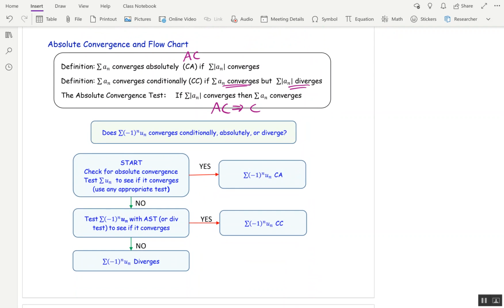To determine if a series converges conditionally, absolutely, or diverges, you start to check for absolute convergence. Because if you have absolute convergence, you're done. That's the best. That's the strongest thing. And you can quit. If you don't have absolute convergence, then you need to put the -1 to the n back on and test the original series with the AST. If that series converges, then again you're done, because what you have is conditional convergence. That's the definition of conditional convergence. The series converges, but not absolutely. If that series doesn't converge, then you're also done. Everything just diverges. All right, so let's put this to work with some examples.